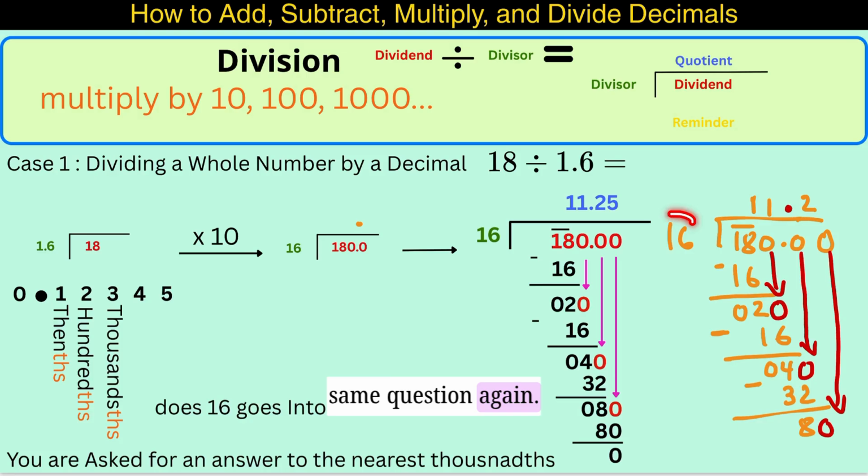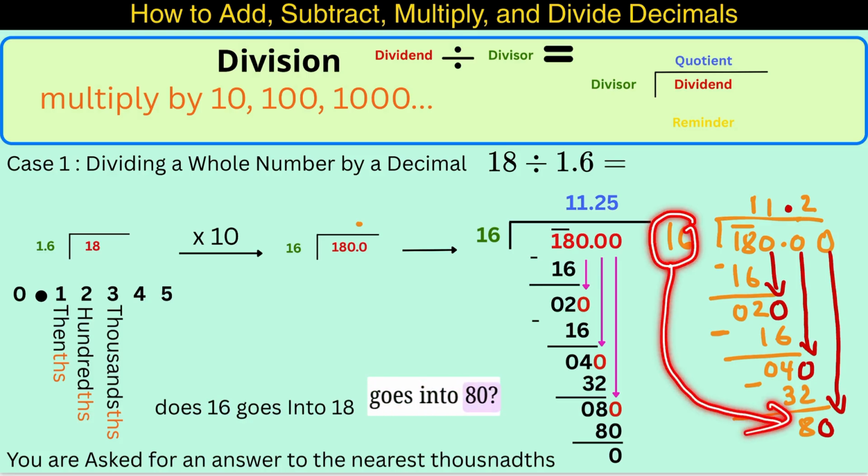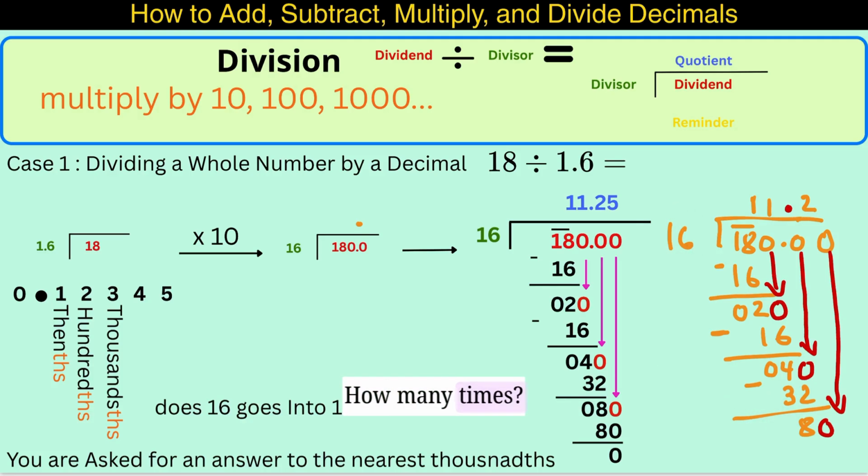So same question again. Does 16 go into 80? Yes. How many times? 5. I'm going to put 5 in here. So 5 times 16 is 80. I'm going to do subtraction. So 80 minus 80, the answer is 0. Now I will stop.